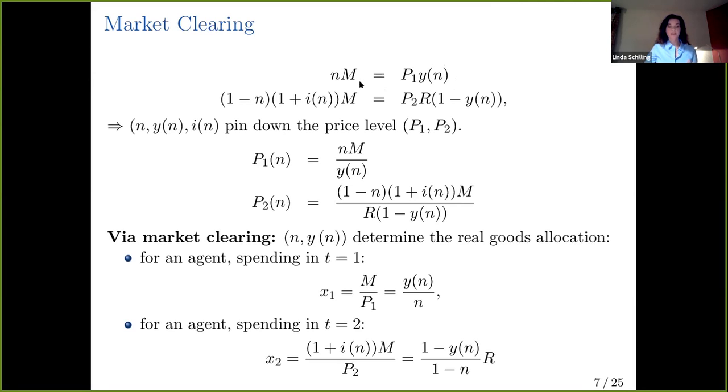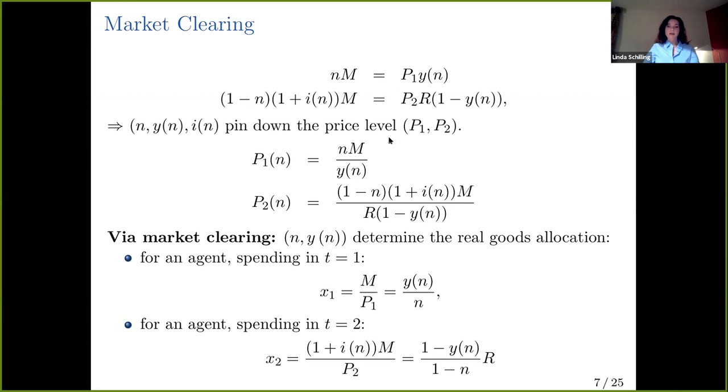At time 2, the exact same thing happens. So there is a measure 1 minus n of agents that go shopping late. They each spend this quantity of CBDC on goods R times 1 minus y, and then the price level P2 again clears the market.